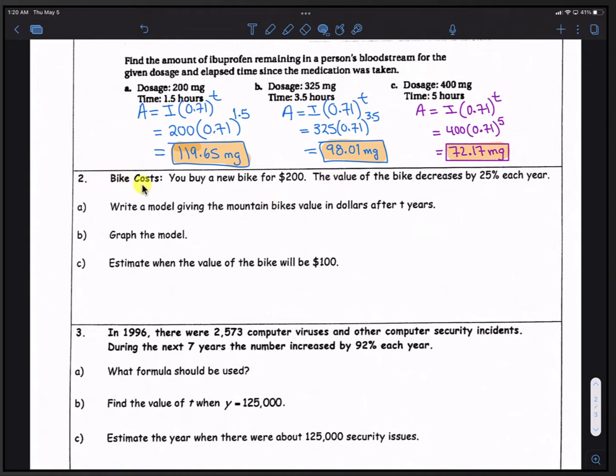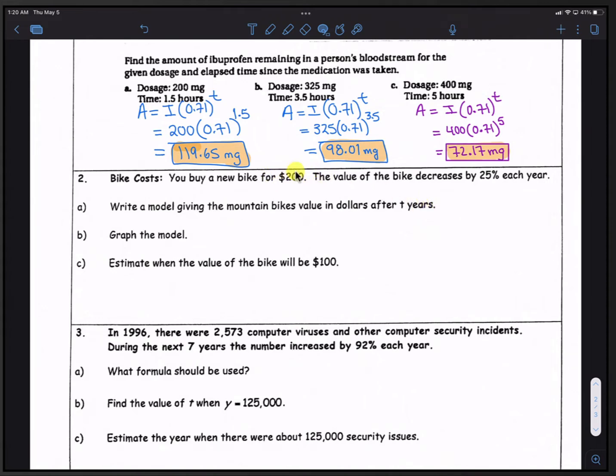All right, here's number 2. Bike costs. You buy a new bike for $200. The value of the bike decreases by 25% each year. Write a model giving the mountain bike's value in dollars after T years.